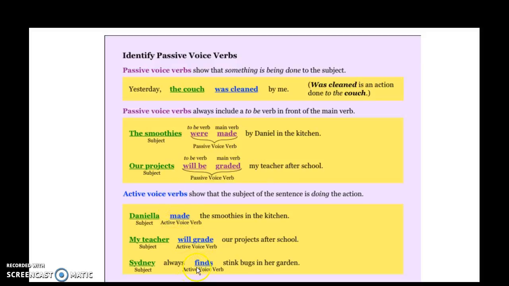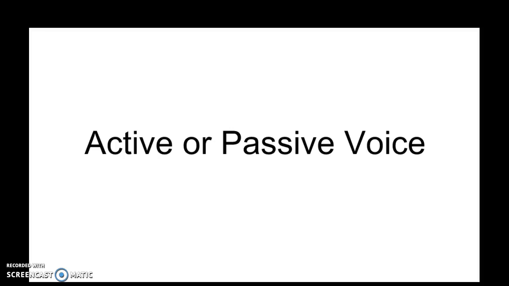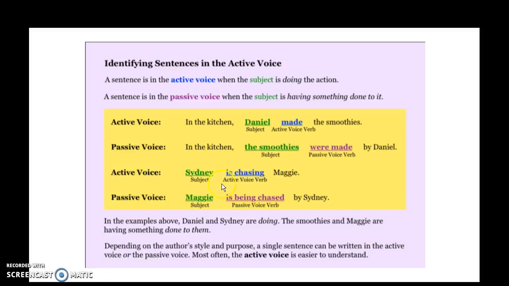And these active voices, actually, these are all the same as well. But can you see the difference here, all right? This is something being done to the subject. Here, the subject is the one that's doing the action, okay? And then active or passive voice. Again, this is the review of what we're talking about here. A sentence is in the active voice when the subject is doing the action. They're active, okay? A sentence is in the passive voice when the subject is having something done to it. So think about it. Active, you're up and doing something. Passive, you're kind of sitting there having it done to you, okay?